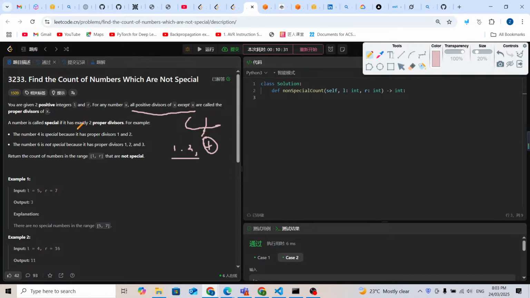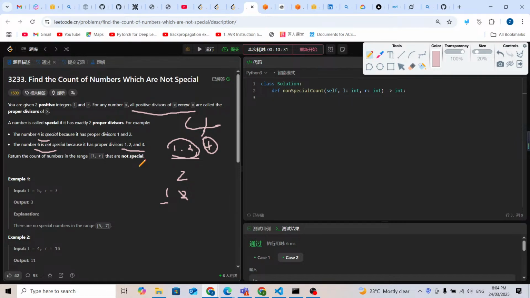A number is called special if it has exactly two proper divisors. So the number 4 is special because it has only two proper divisors, 1 and 2. But the number 2 has only 1 as a proper divisor. So 2 is not special, but 4 is. For example, 6 is not special because it has 1, 2, 3, three proper divisors. We're going to return the count of numbers in the range L to R inclusive that are not special.